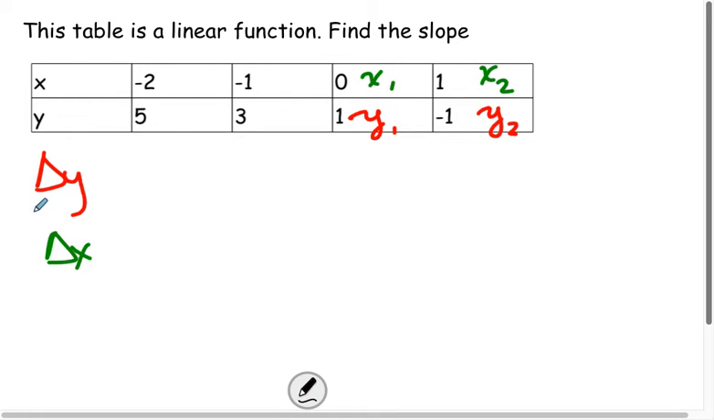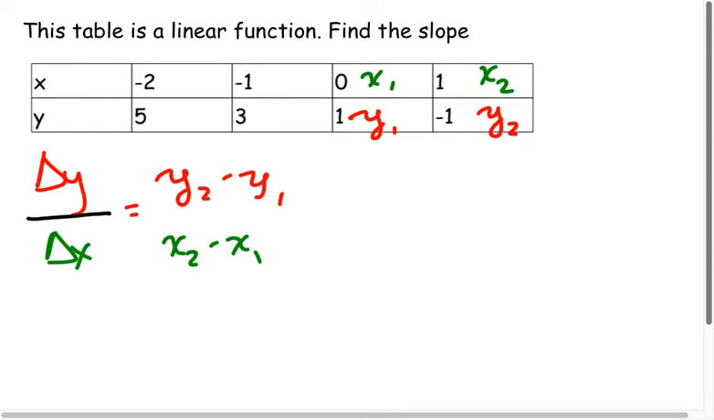Okay, so I'm going to divide that. Alright, so my change in y is y sub 2 minus y sub 1, and my change in x is x sub 2 minus x sub 1. And I'm just going to keep up with that. Alright, so y sub 2 is negative 1, and I'm going to subtract a y sub 1, which is 1. Alright, my x sub 2 is positive 1, and I'm going to subtract a 0.